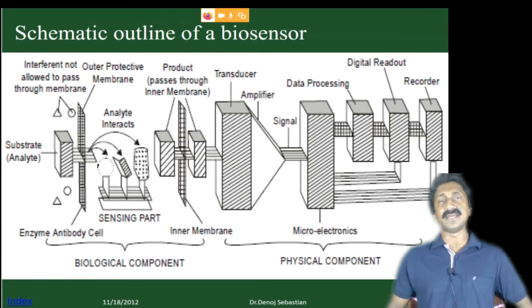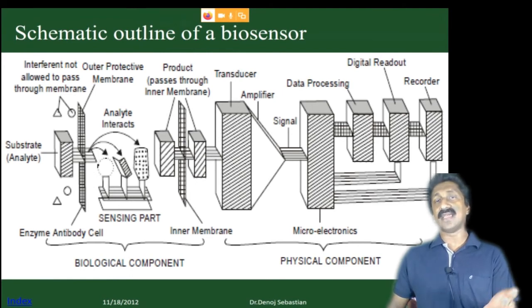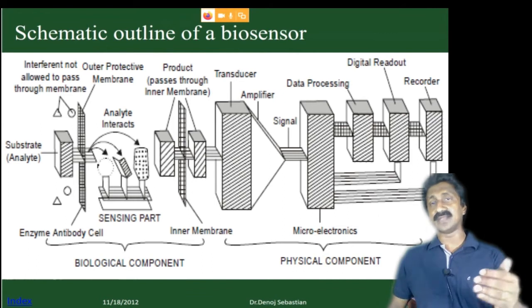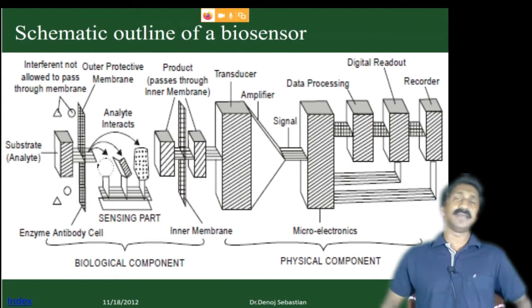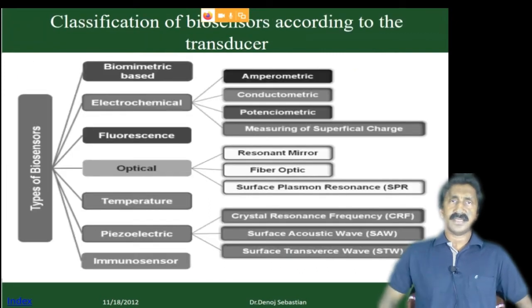Then, after the interaction, the product passes through the inner membrane and reaches the transducer. There is an amplifier for the signal, and finally there is data processing and digital readouts and a recorder. So those are the physical components present. This is how a complex system of a biosensor is designed.